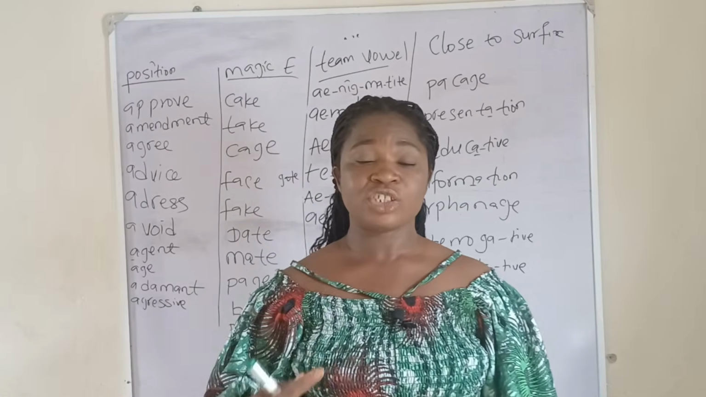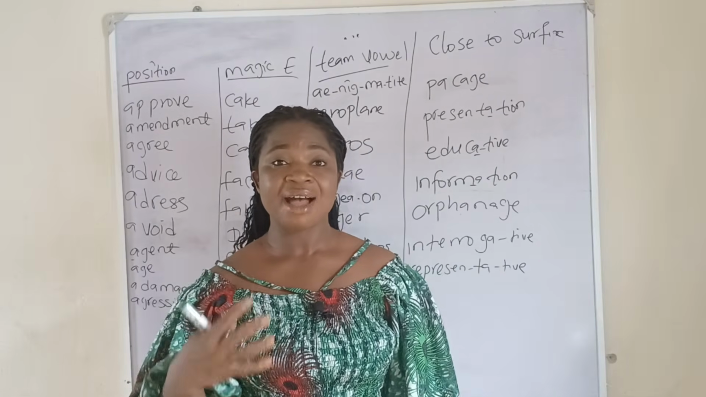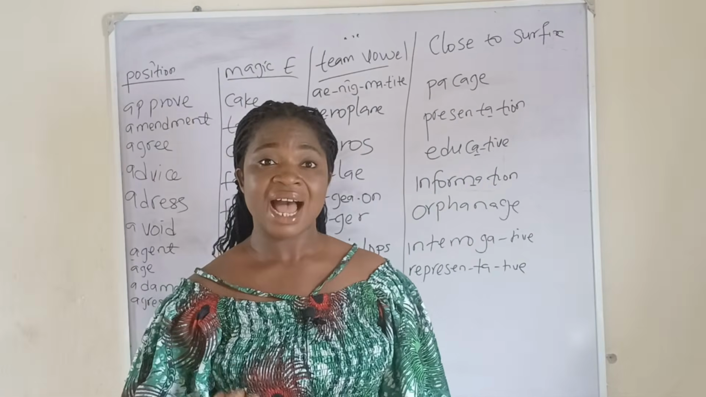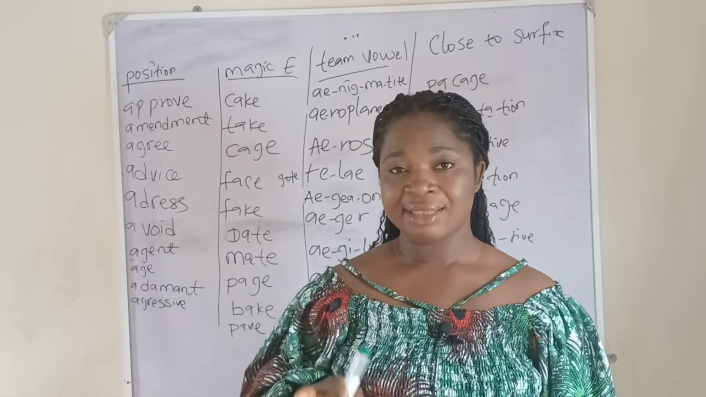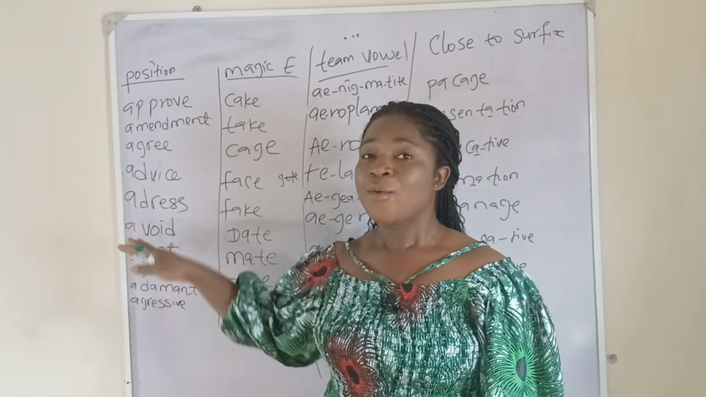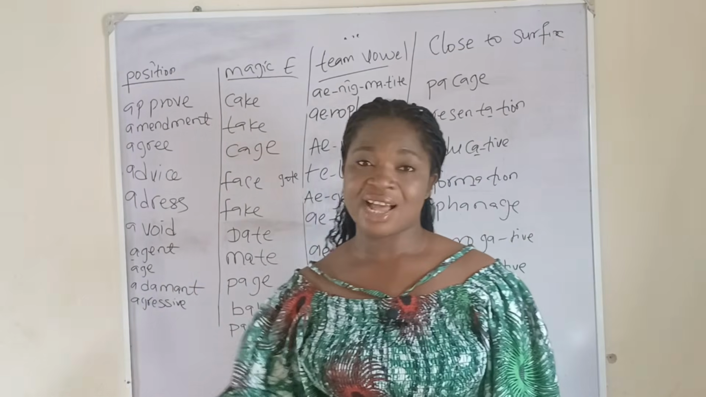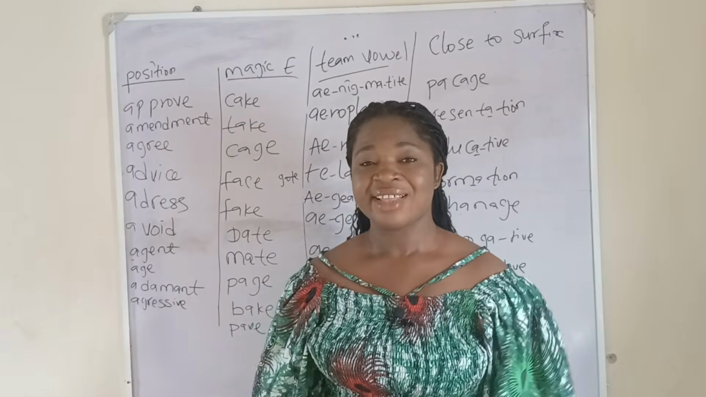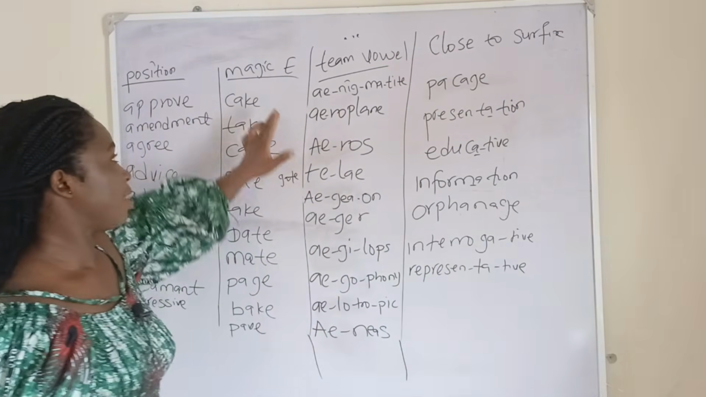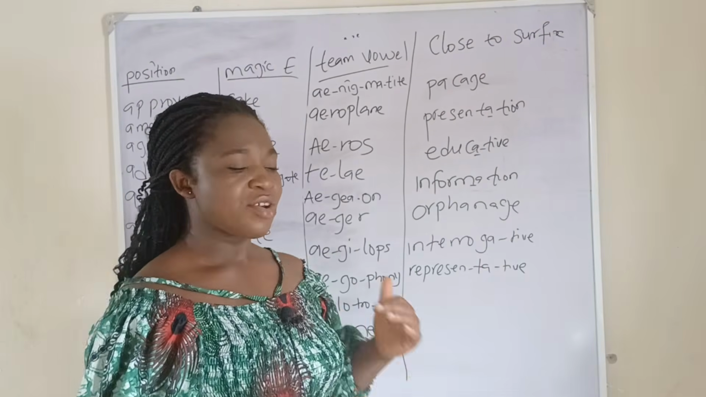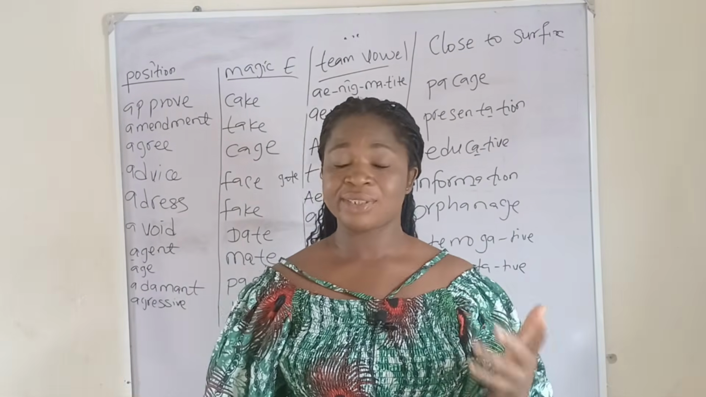So if A should begin a word, it sounds short most of the time. In the middle of a word as well, it sounds short. That's the very first one in terms of positioning. The position of the letter is a determinant of how it should be pronounced. Now the second rule is the magic E rule. I don't know if we are actually clear about this magic E.